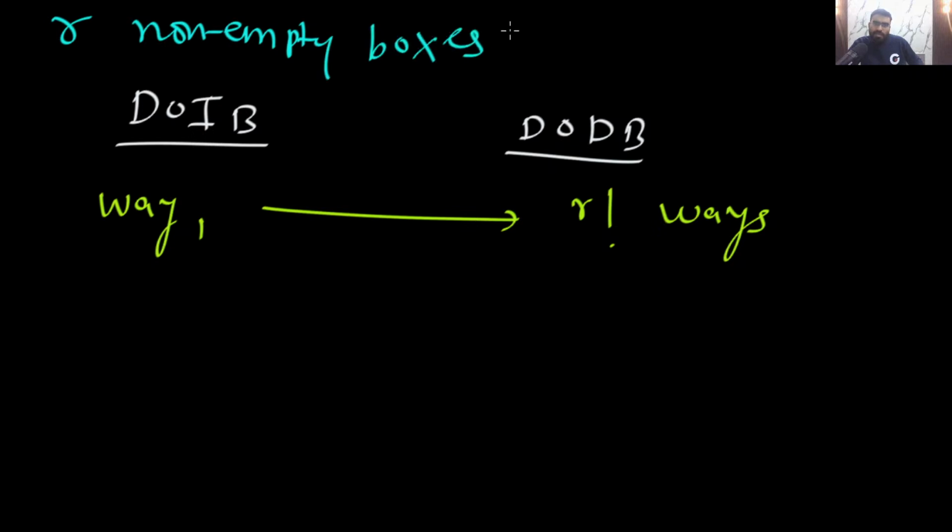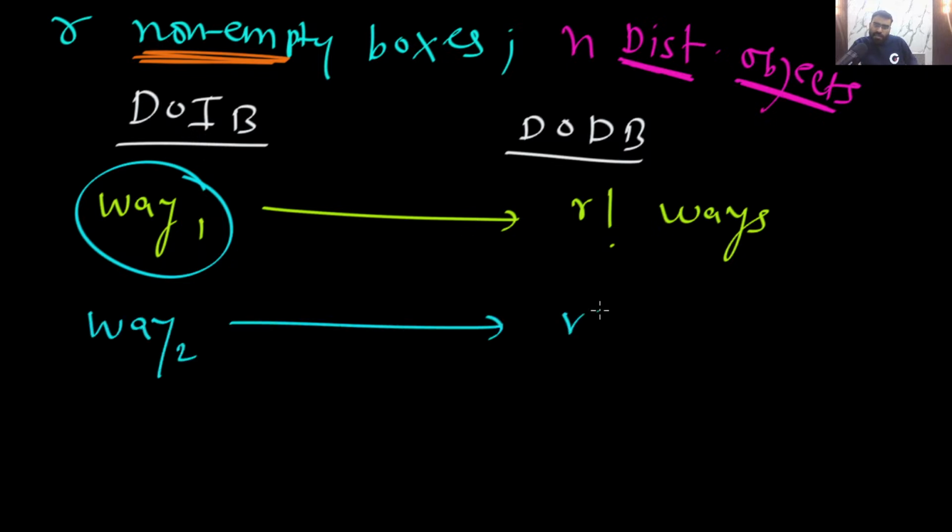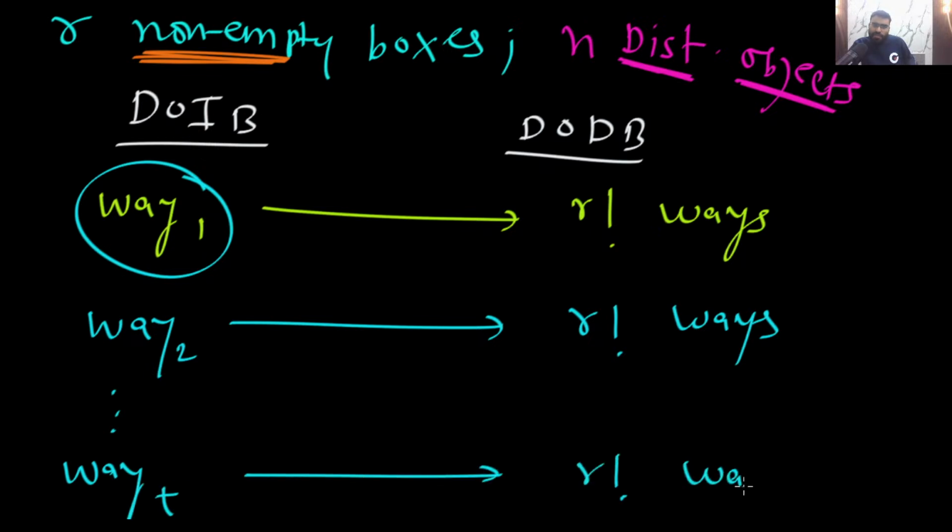so please understand this relationship. If you have total R non-empty boxes, then for every way here, and let's assume you have total N distinguishable objects. Now you can easily see, for every way here, there are R factorial ways here. So this is a very nice, beautiful relationship that is going on. For way T here, there will be R factorial ways here. So this is the idea. I hope you got it. Very simple. Is this clear?